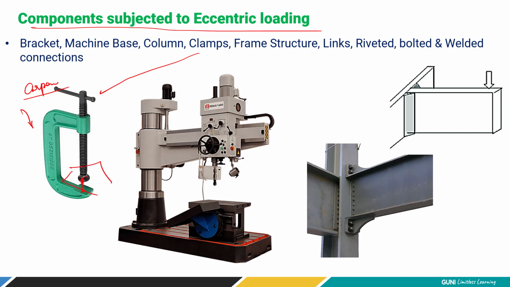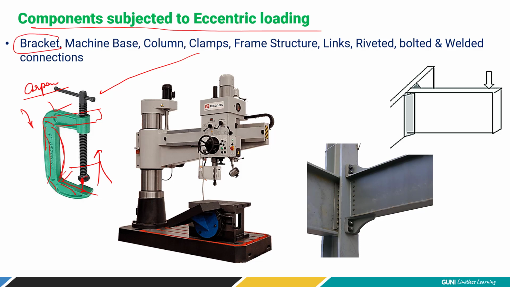So because of that, this frame tries to bend like this, okay? So here, this is the bending possibility, right? Here it is going to bend along with the vertical load. So this is a classic example of eccentric loading.